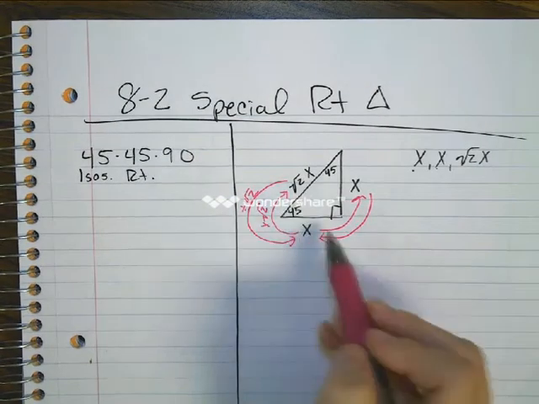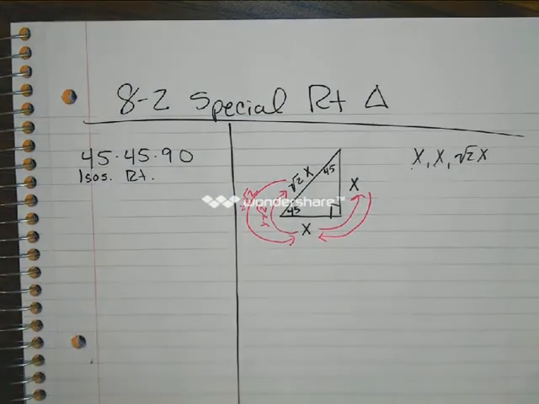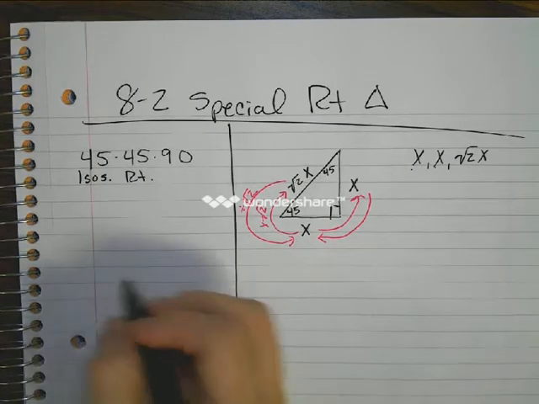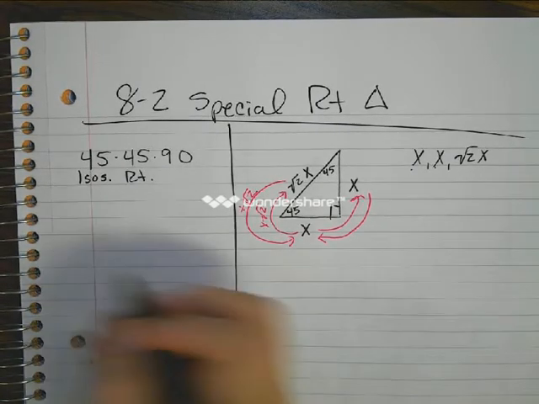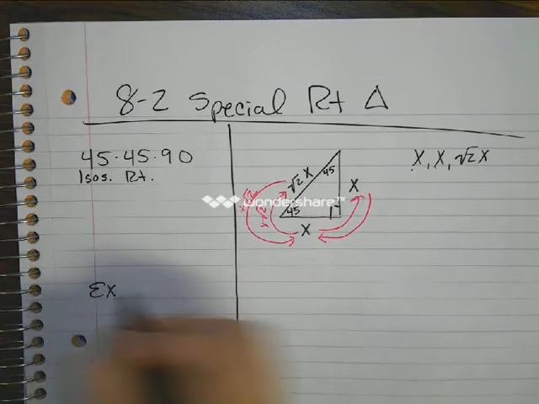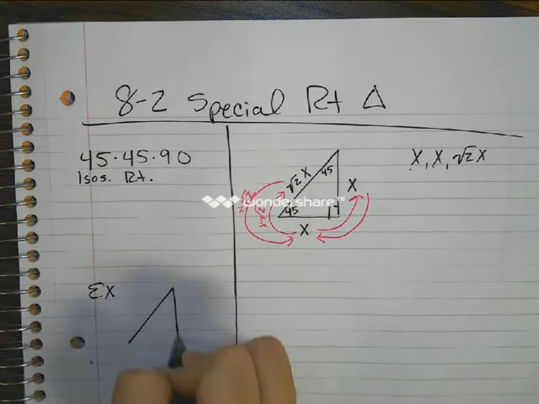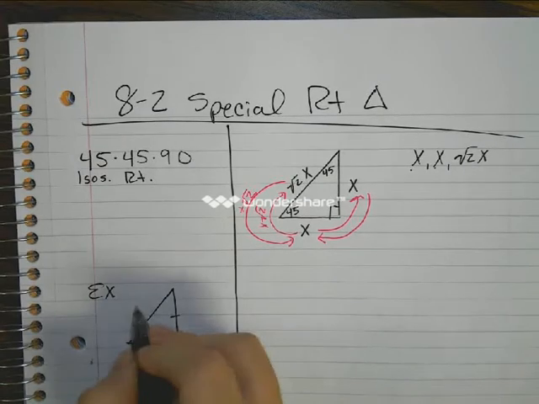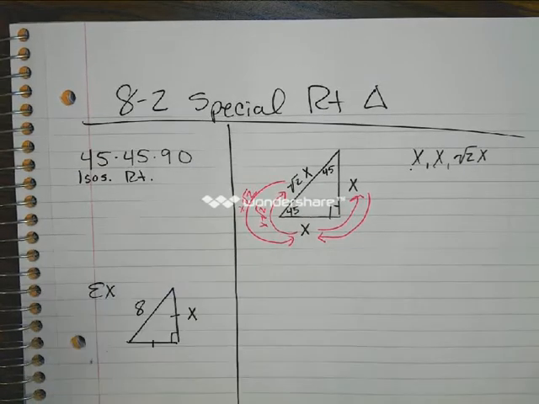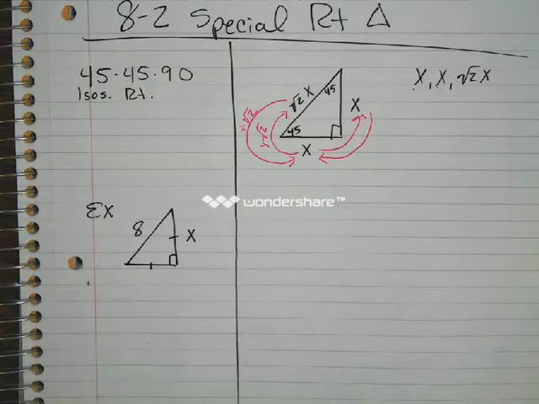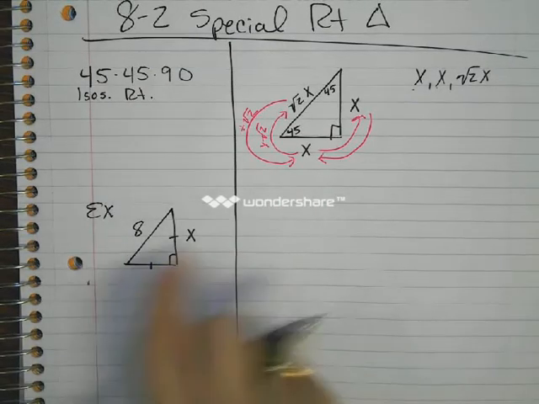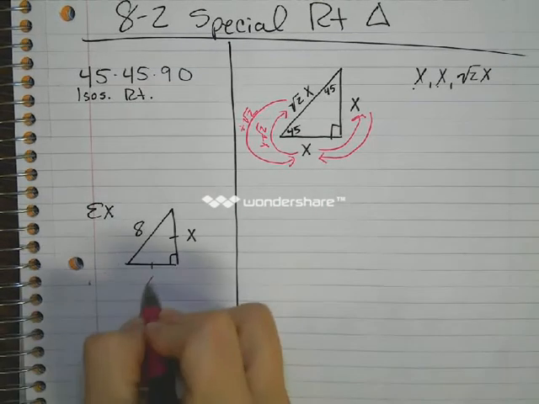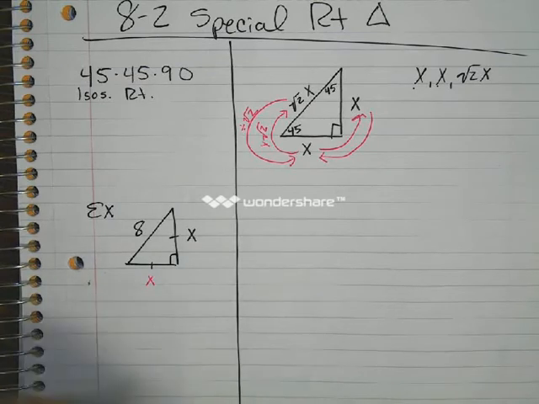Okay, so again, your steps are either multiply or divide by square root 2. That's it. Don't make this harder than it is. A lot of people are going to try to make it more complicated than it really is. So if I give you that picture and ask for x, obviously if this is x, then this is x as well. And yes, you could do Pythagorean theorem to get this answer, but this formula is easier than Pythagorean theorem.